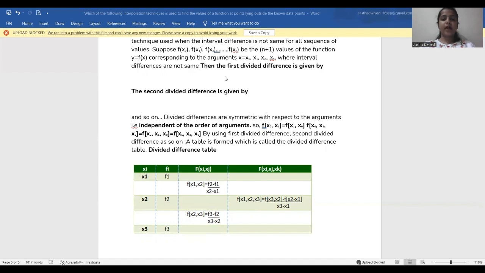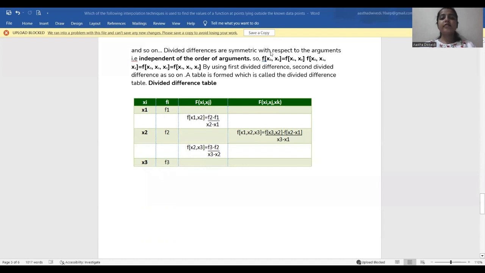(f1 minus f0) upon (x1 minus x0). This is the first divided difference. Divided differences are symmetric with respect to the arguments, that is, independent of the order of the arguments. So f(x0, x1) equals f(x1, x0), and f(x0, x1, x2) equals f(x2, x1, x0), which equals f(x1, x2, x0). Using the first divided difference, we get the second divided difference, and so on.